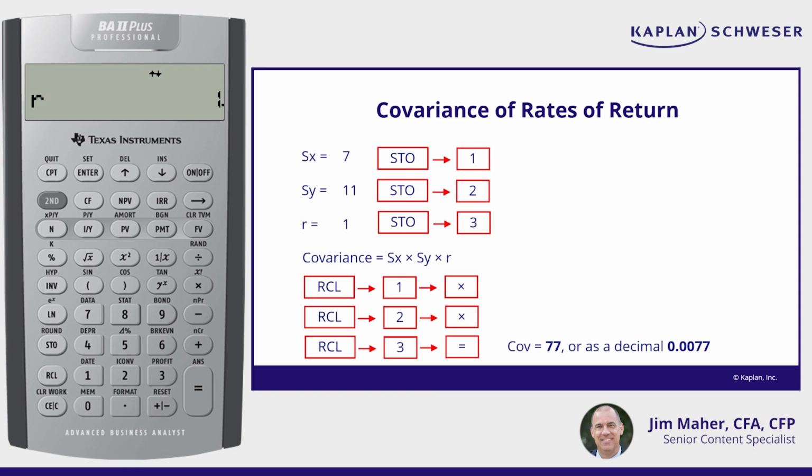And now our calculation is simply going to be SX times SY times our correlation coefficient. So how are we going to do that? Well, we're simply going to go over here to our recall button. So we're going to recall 1, and we're going to multiply that by our recall 2. Okay, and then we're going to multiply that by our recall 3. And you're going to see, what do we get? We get 77 in our window, right? So we're right on par here. So our covariance here is going to be 77.